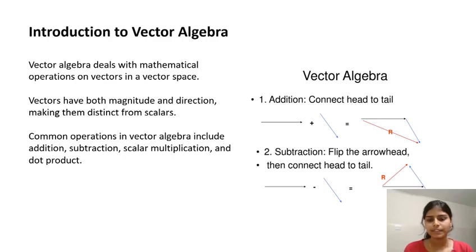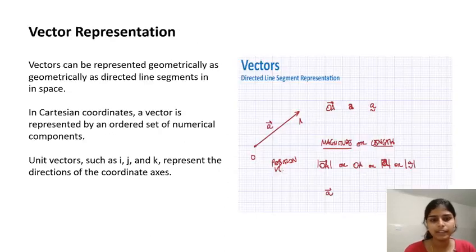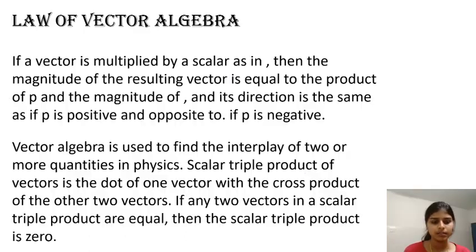Let's see the pictures here. Addition: connect head to tail. And subtraction: click the arrow head, then connect head to tail. Vector representation: a vector can be represented geometrically as directed line segments in space. In Cartesian coordinates, a vector is represented by an ordered set of numerical components. Unit vectors such as i, j, k represent the direction of the coordinate axes.